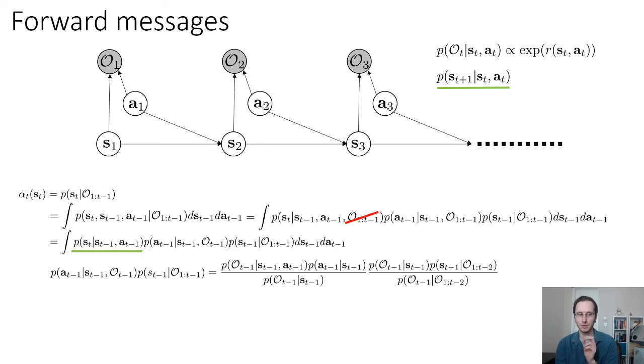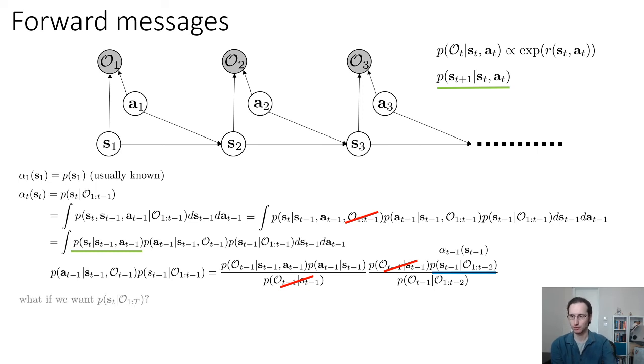The reason I'm doing this trick is because now the denominator of the first fraction cancels with the ot minus 1 given st minus 1 term in the numerator of the second fraction. The action prior also goes away because that's a constant. This term in the numerator is just the backward message at the previous time step. And the backward message of the first time step is usually known. So now I'm left with only expressions that I know how to calculate up to a normalization constant. So that's how we can calculate the forward messages.